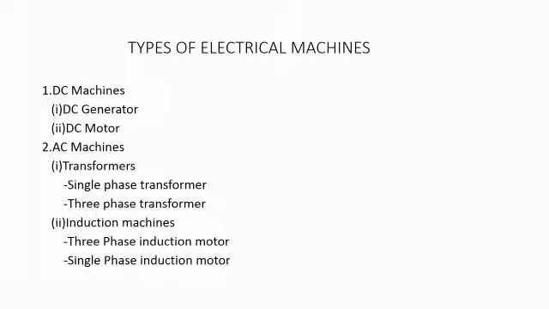Second one is the AC machines. These are the electromechanical energy converters which work from the AC input or generate AC. Here, first one is the transformer. What is a transformer? It is a static device which converts AC voltage from one level to another level without changing the frequency. It works on the principle of mutual induction. There are two types of transformer, single phase transformer and three phase transformer. A single phase transformer operates on single phase supply, and a three phase transformer operates on three phase supply.